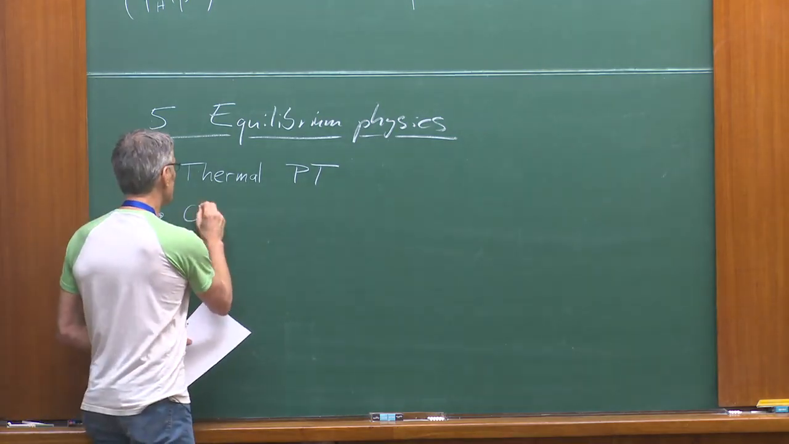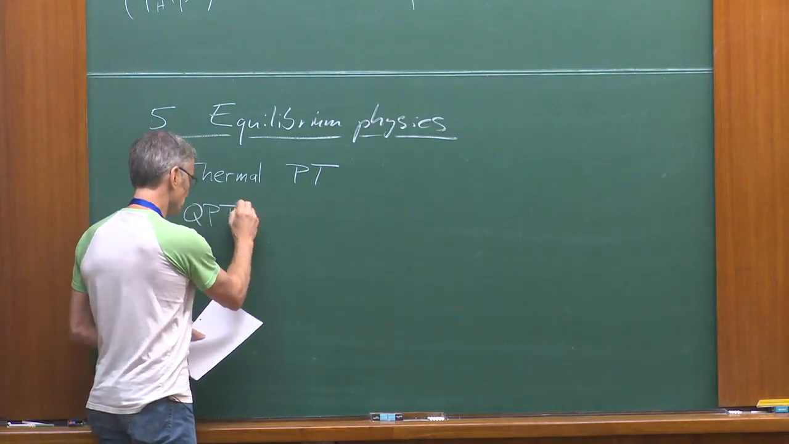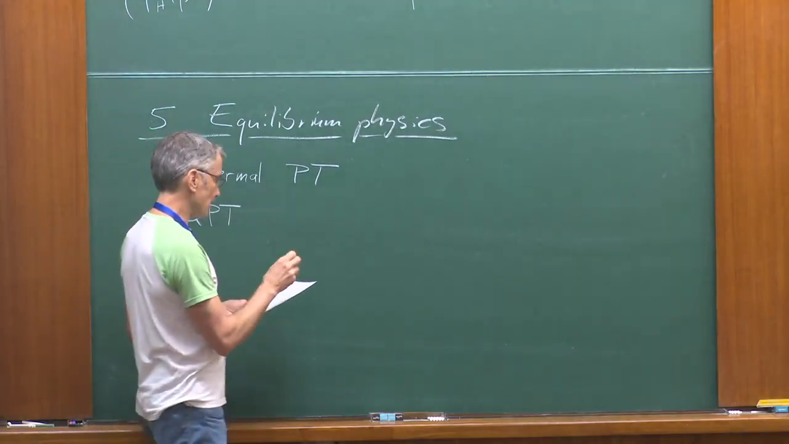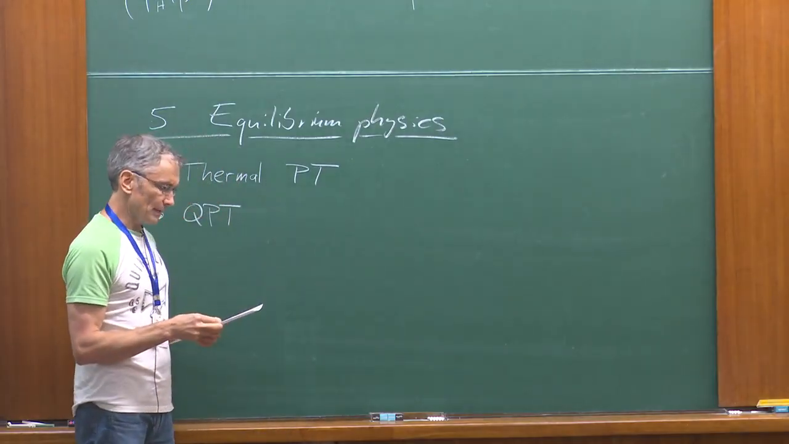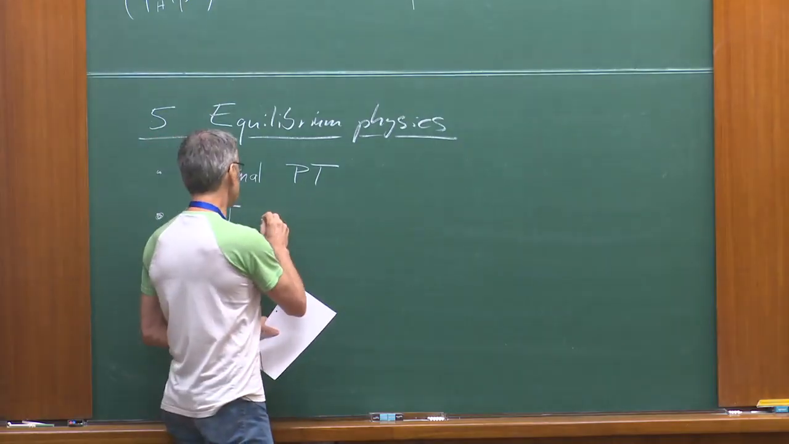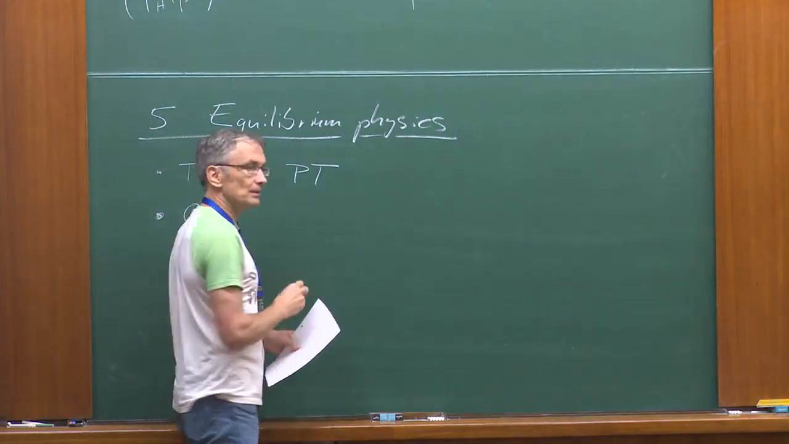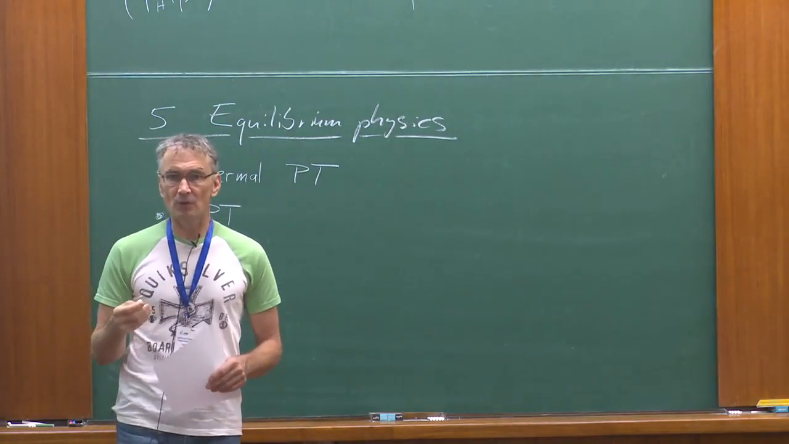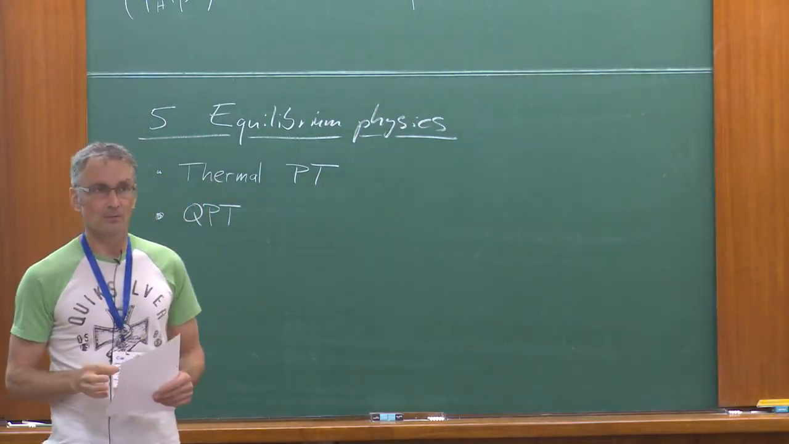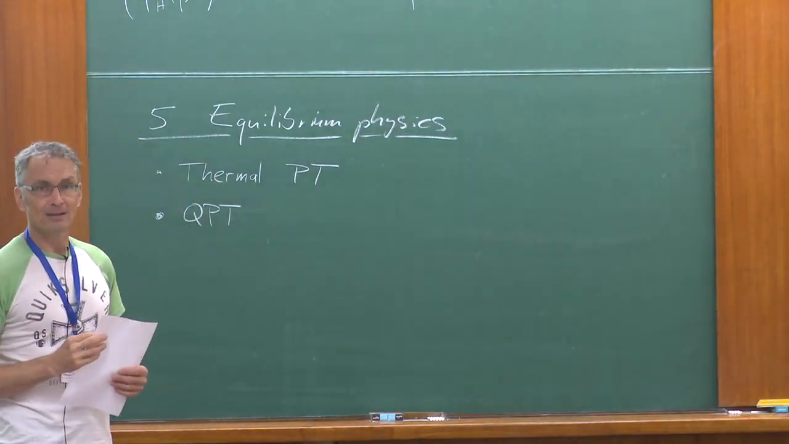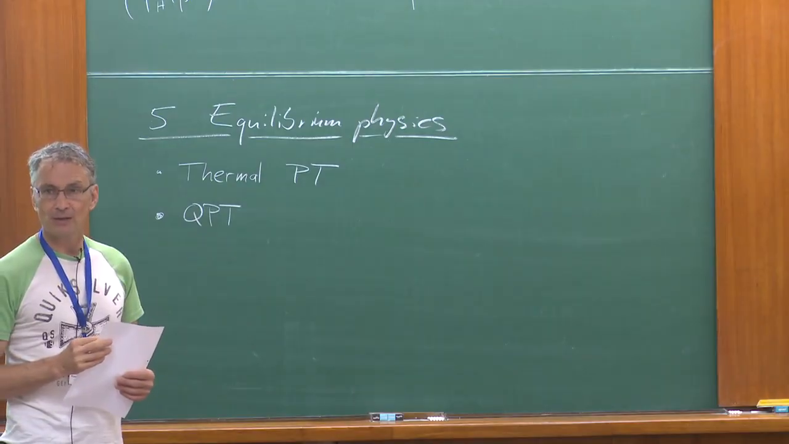And then we'll also look at quantum phase transitions. And I'll go through an example with you where we'll see that universality classes, like the critical exponents that govern this quantum phase transition, are strongly affected by the presence of long-range interactions.